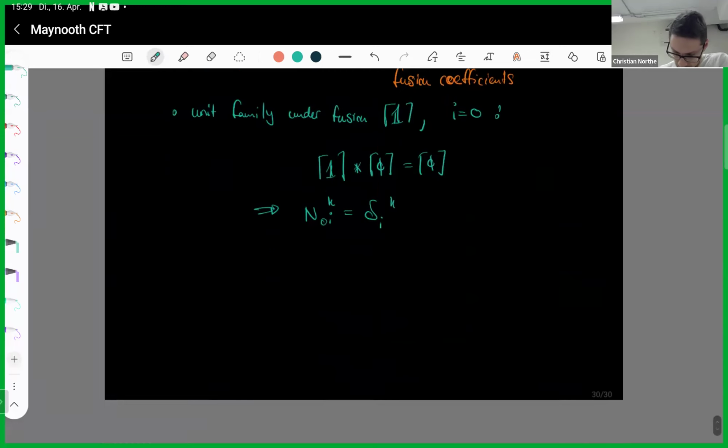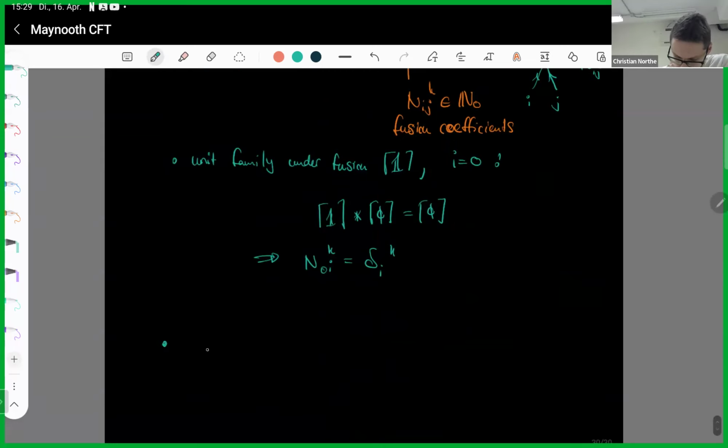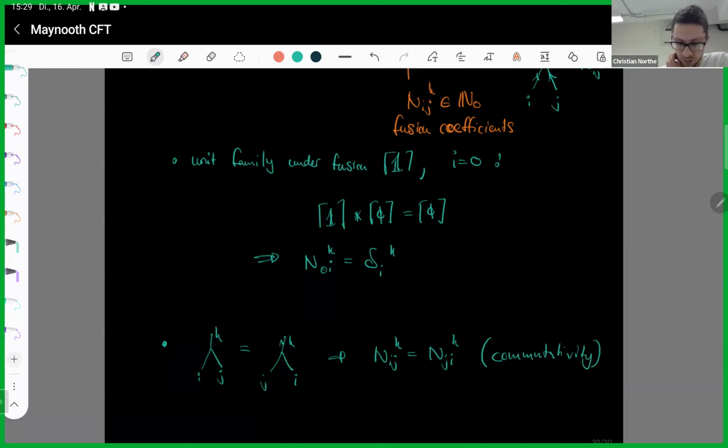It does not matter if I fuse I and J and I get K, or if I fuse J and I to get K. That means N_ij^k is the same as N_ji^k, and this is just commutativity. Commutativity of fusion.